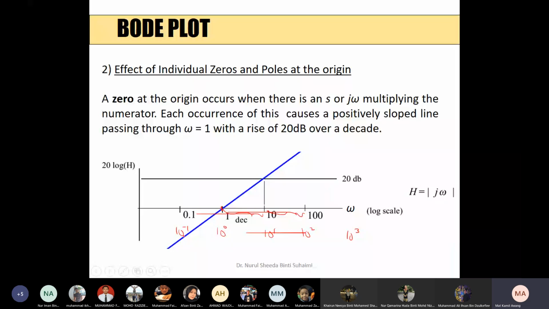So for zeros at the origin, the slope is positive. Positive slope, which is a rise of 20 dB per decade. So positive 20 dB per decade. Right? This is for a zero at the origin.